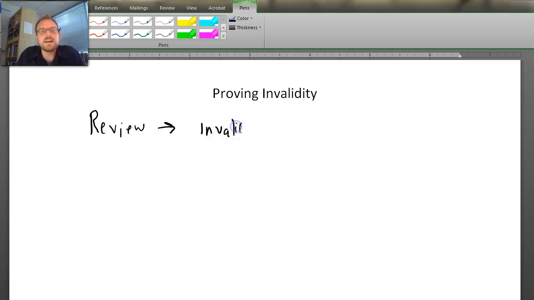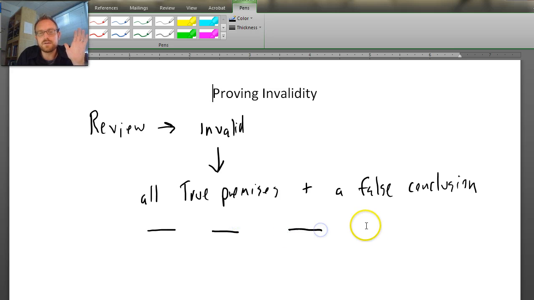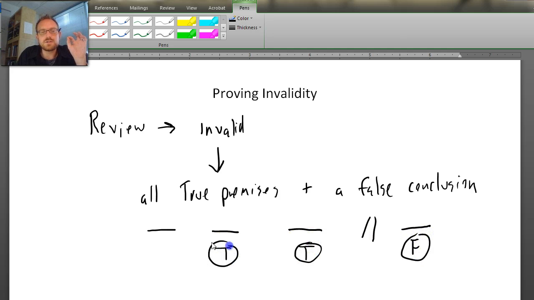What is an invalid argument, or what counts as an invalid argument? An invalid argument is an argument in which it is possible to have true premises, I should say all true premises, and a false conclusion. So that's what an invalid argument is, where essentially these are all of your premises. Imagine that I have all of these different premises, and then I have the conclusion. The conclusion will be false while each of the premises is true, right? And that's what makes an argument invalid.